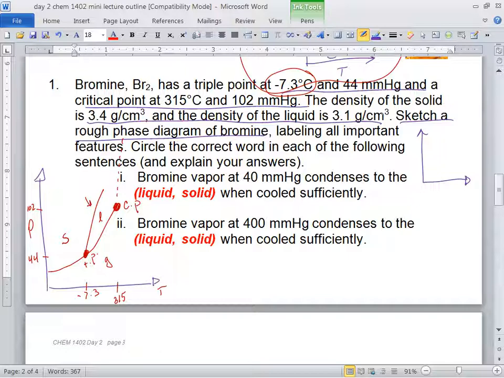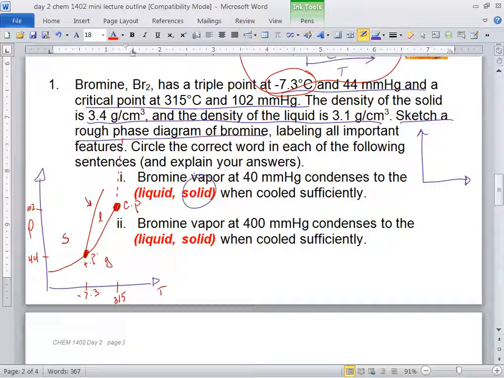Here's 40. I'm at the right pressure, but I'm in the wrong state, right? Because they said bromine vapor. So I got to be over here somewhere in the gas area. Okay, they're saying that it condenses to the what when cooled. So if I want to get colder, I have to go this way. So I'm going to turn into a solid. If I would have been up here, I would have turned into a liquid. But I'm below. They said 40, so I got to start somewhere in the G area. So you can make it colder, solid. So the answer is solid.